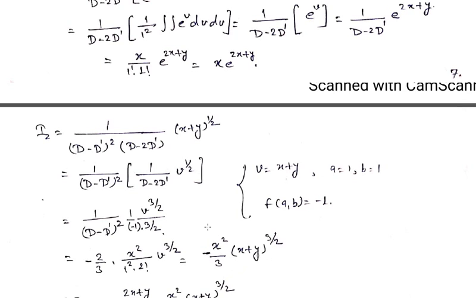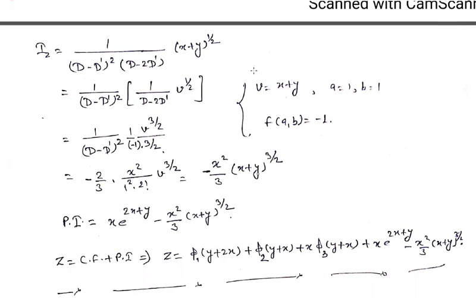So this is PI about (x + y) raised to power half, and this x exponential 2x plus y is PI about exponential 2x plus y. Hence total PI is x exponential 2x plus y minus x square by 3 (x + y) raised to power 3 by 2, and the complete solution is z equals CF plus PI. This is the general solution of the given problem.